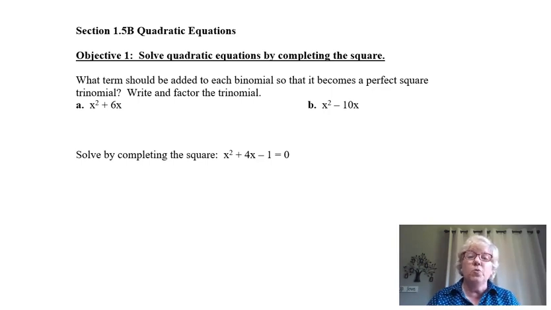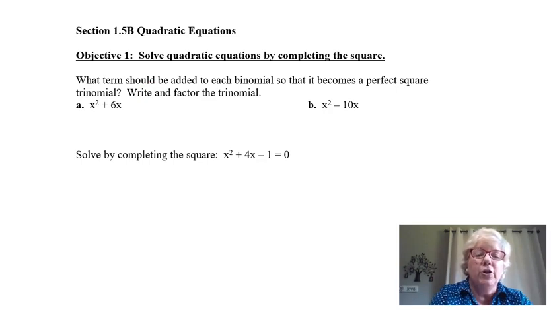With completing the square, we are going to force a normal polynomial to become a perfect square quantity so that I can resort to using the square root method. So the first thing we need to do is find out what term should be added to the binomial part of the problem to make it a perfect square. Let me examine and show you this.